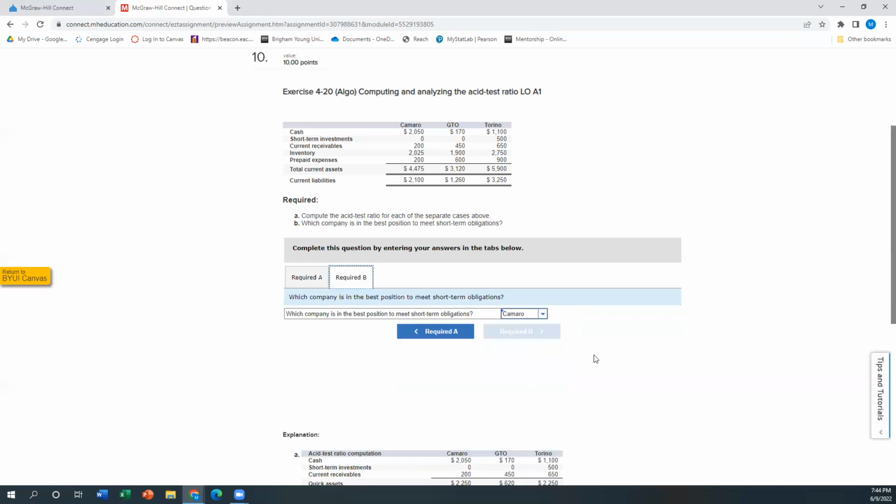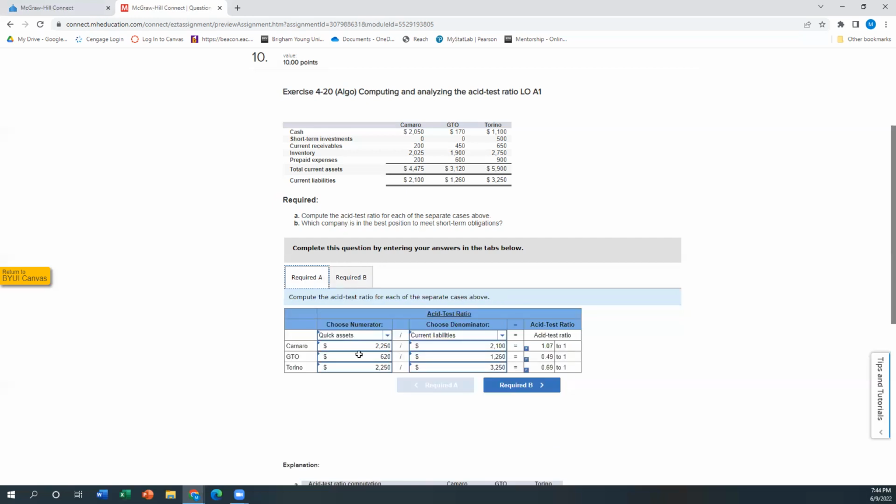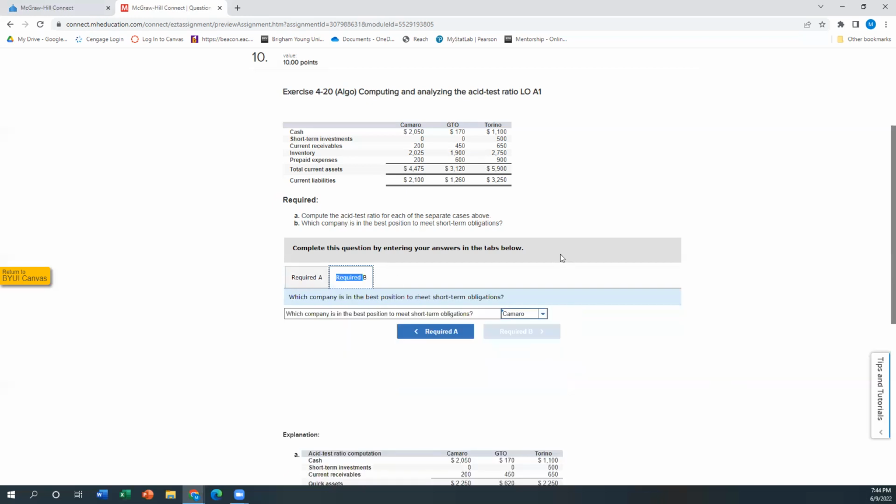And then number 2, it says which company is in the best position to meet short-term obligations. And it's the one with the highest acid test ratio. So in this case, it's Camaro. Okay, so those are the questions that people had emailed me about on the quiz access.